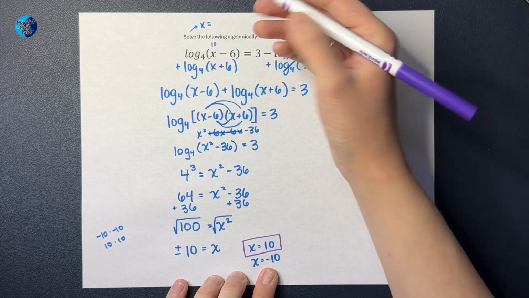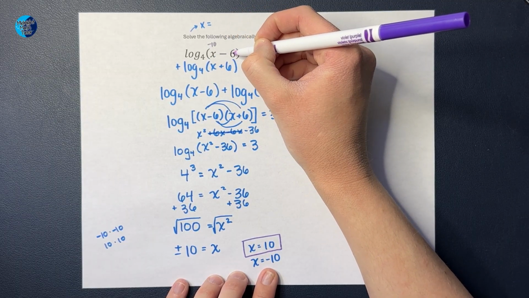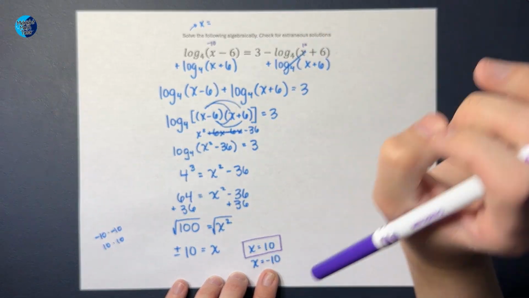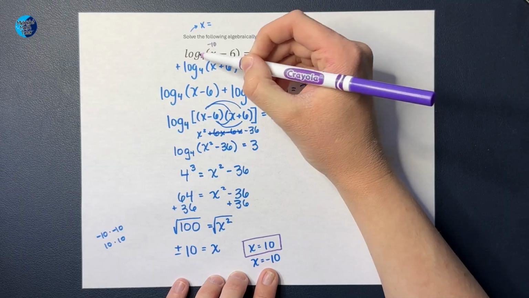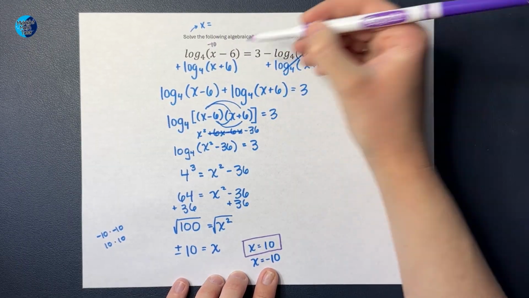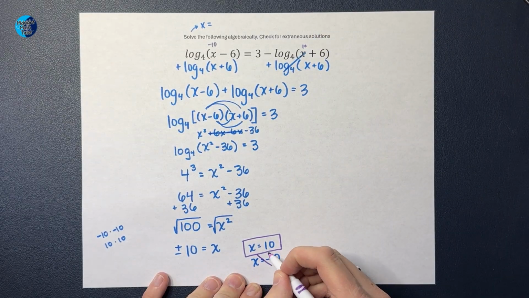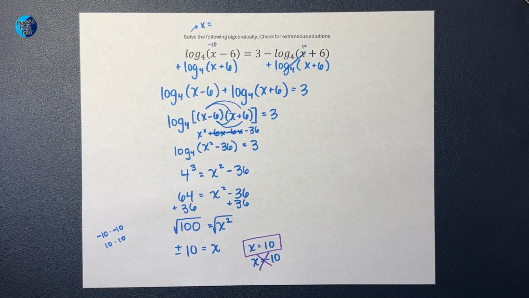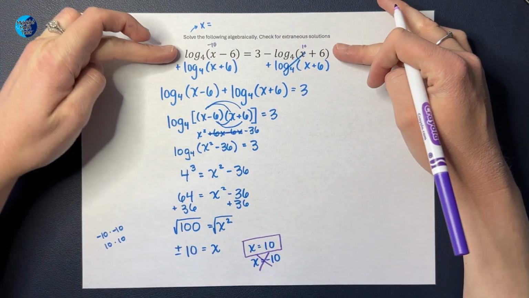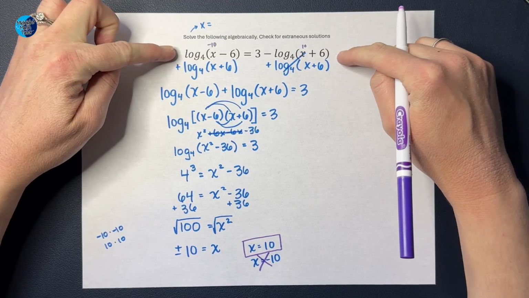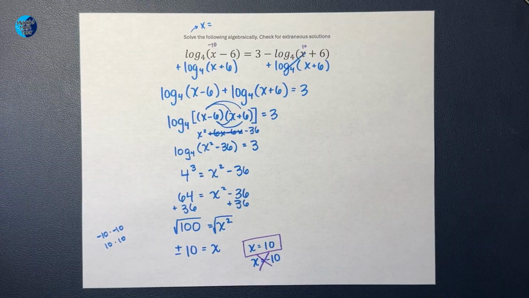Now let's check x equals negative 10. If I plug in negative 10 here, I'm going to have negative 10 minus 6, which is going to give me negative 16. And there is no exponent that will give me a negative 16 with that base of 4. So negative 10 is an extraneous solution, meaning when we solved it down this way, it was a solution, but when we put it back into our original in the context of logs, it doesn't work. So my answer on this one is 10.